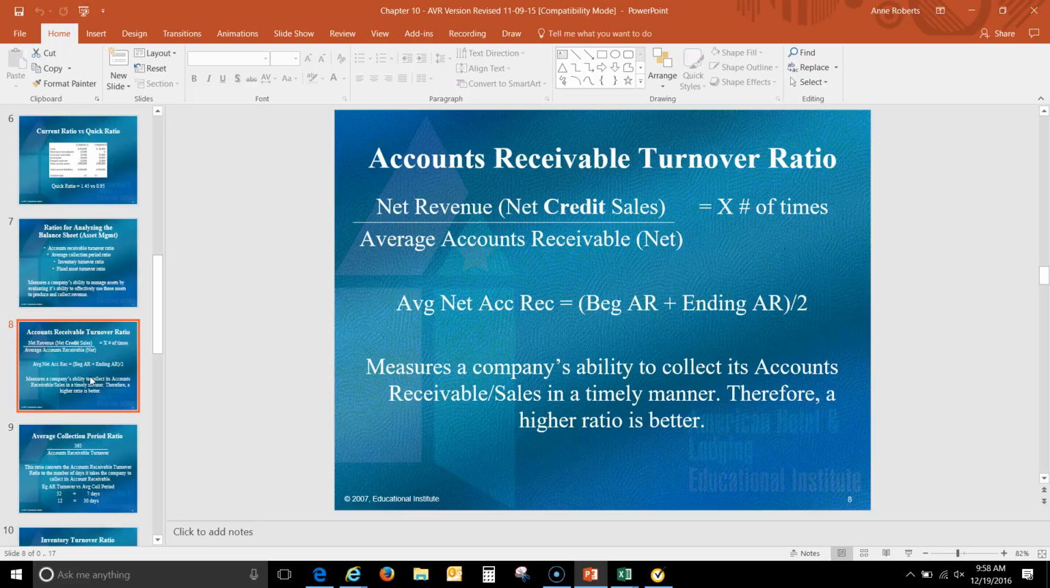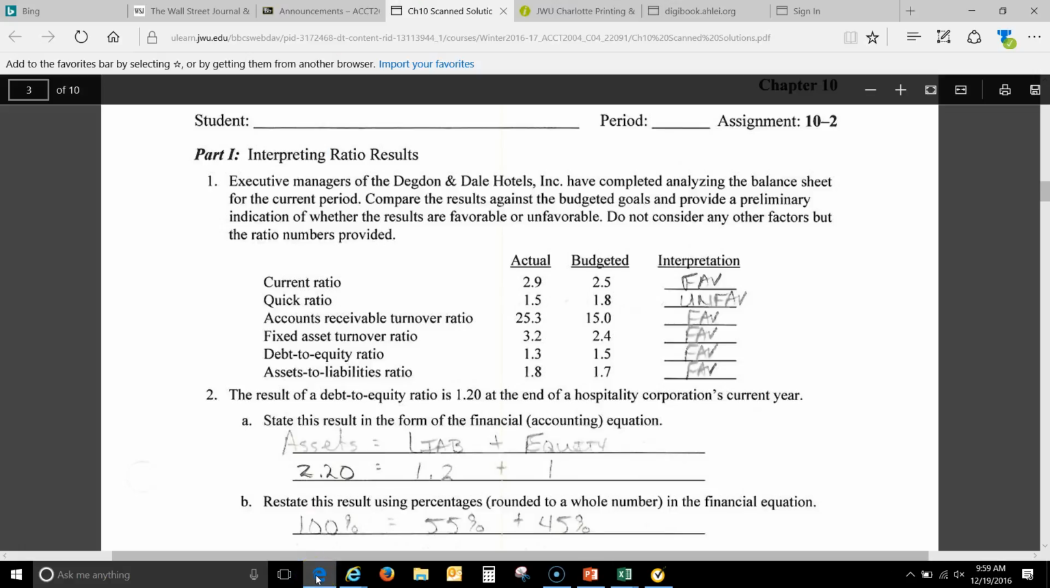About every month, right? Every month. All right. What if our accounts receivable turnover ratio ended up being somewhere around 52? Once a week. Okay. So again, intuitively get this down in your head, because if you know what's wrong and what doesn't look right, then you can generally catch yourself. All right, so in this particular case, our actual was 25.3 and budgeted was 15. So favorable or unfavorable?